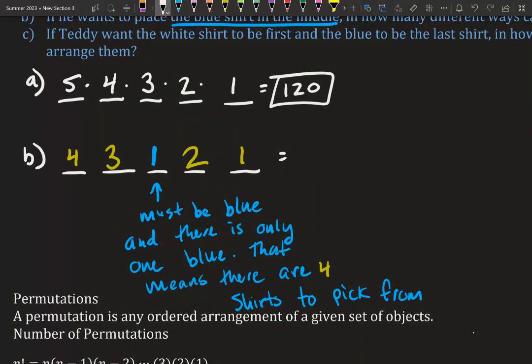Alright, so we have 4 times 3 times 1 times 2 times 1, and we get 24. So if you want the blue shirt in the middle, there's only 24 different ways that you can arrange the colors to the left and to the right of it.